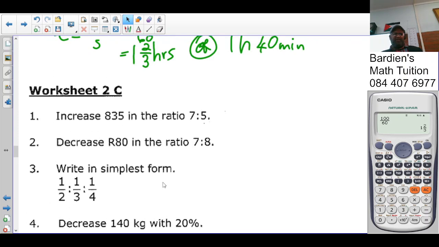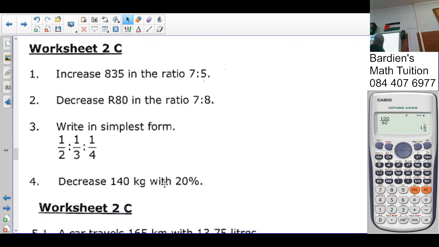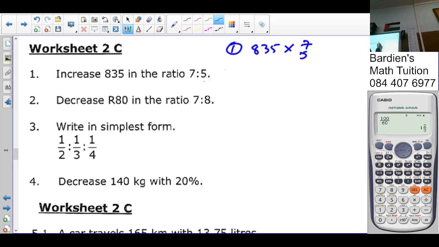Okay, so let's look at worksheet 2C, which is increase 835 in the ratio 7:5. So what do I say? 835 multiplied by 7/5. Give us an answer. 1169. Okay. 2. Decrease 80 rand in the ratio 7:8. So it's going to be 80 multiplied by 7/8, which is 70 rand.